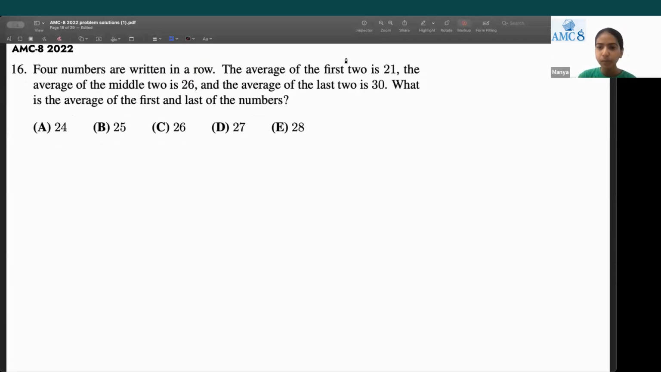So, we know that the average of the first two is 21. So the first two can be any number. Suppose that can be maybe like 0 and 42. The average is still going to be equal to 21. But let's think of an easier number, like maybe we can do 20 and 22. So the middle of these both numbers is going to be 21. The average of the middle two is 26. So 22 plus 4 is equal to 26. And so we'll have to do 26 plus 4, which is going to be giving us 30. And so the middle number is going to be 30.